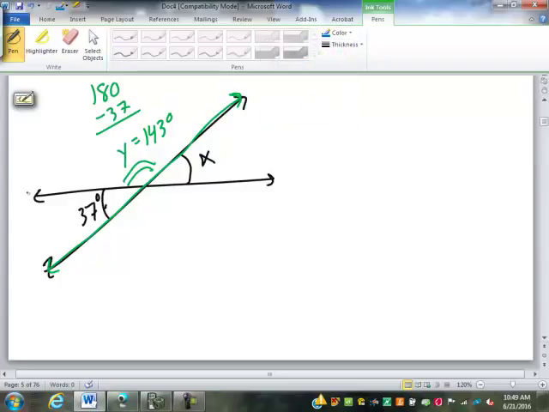Well, now let's look at this line. If I'm looking at that line, what's the relationship between Y and X? They're supplementary, which means they have to add to 180 degrees. So I can find X by taking 180 and subtracting Y, which is 143. That'll give me 37 degrees.